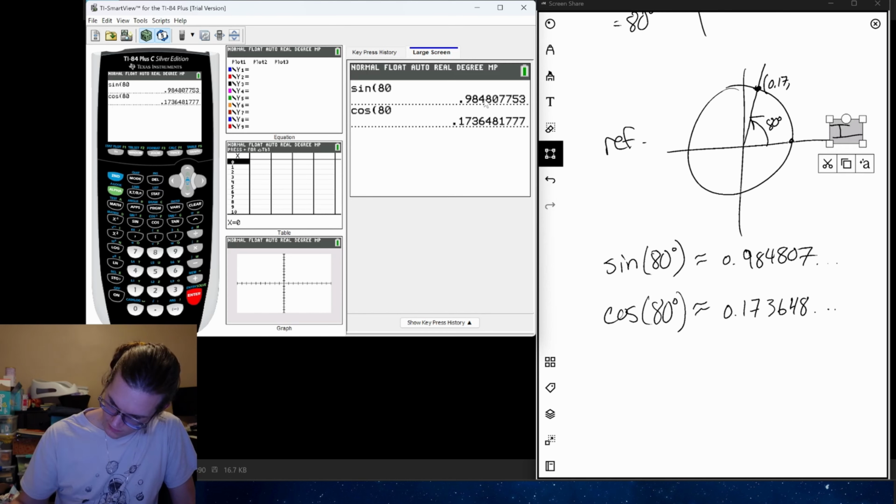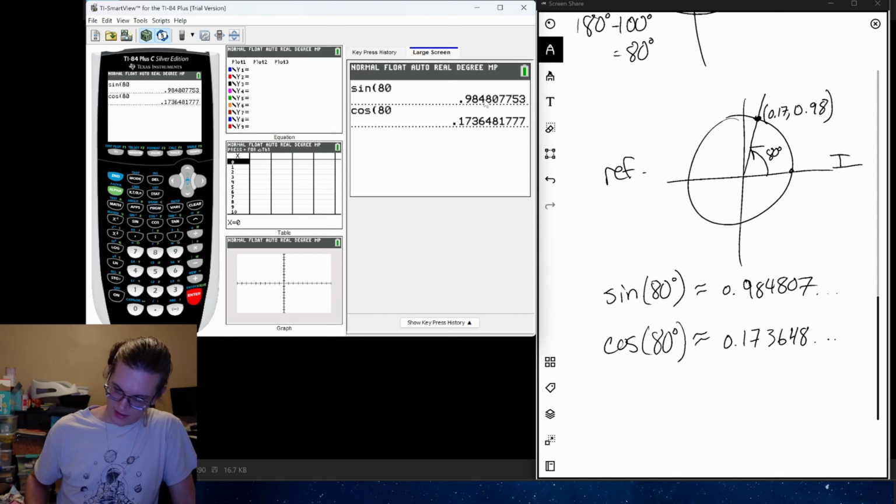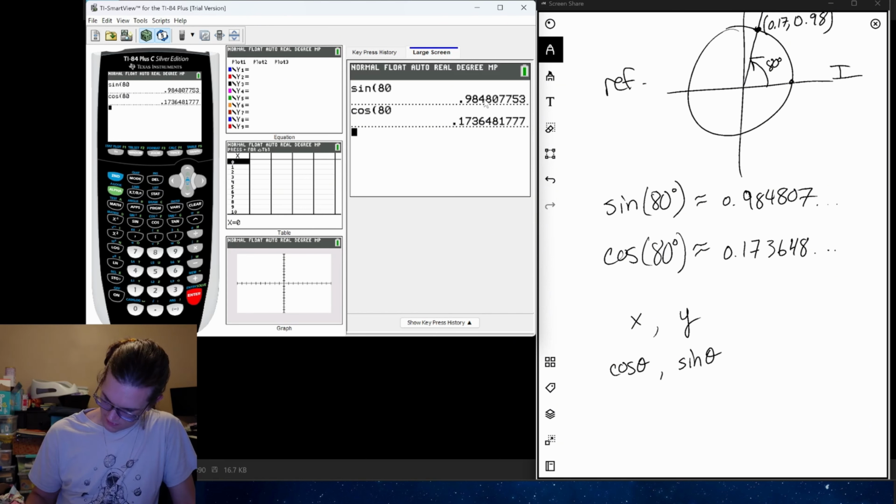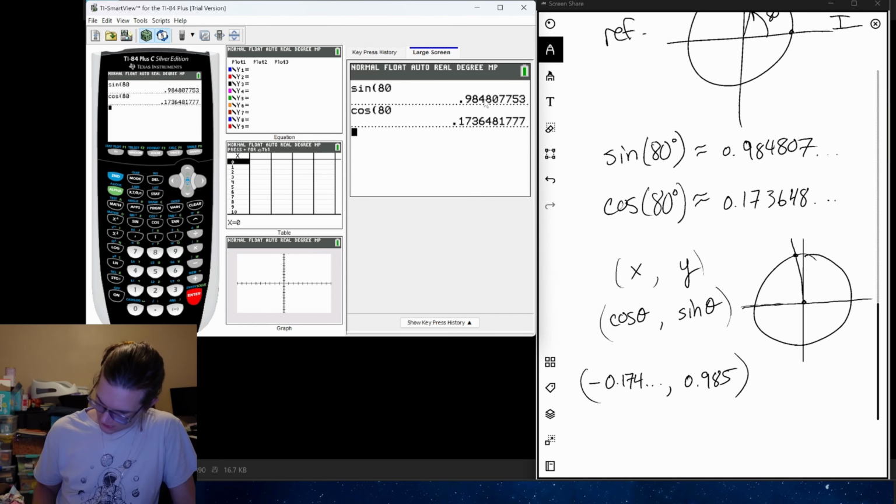Because this is 0.17, 0.98, and what we're looking at is quadrant 2. So instead we'll have this. Let me just write it out. Our xy coordinate there, also known as our cosine coordinate, is negative 0.173 something. It should be rounded to 4 probably, comma 0.985. That is your answer for the coordinates on the circle for x and y of this angle.